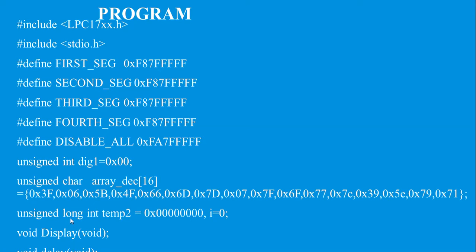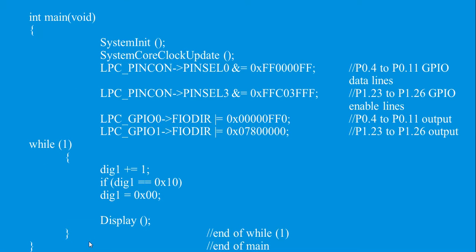Also an unsigned long integer is declared, which reserves 32 bits. Temp2 is an unsigned long integer that is initialized with 0. Similarly, another variable i is declared with initialization of 0. And there are two functions, a display function and a delay function. They are void functions, they don't return anything to the main program. Now the main program begins, where we are calling two system functions: SystemInit and SystemCoreClockUpdate. They are two standard CMSIS functions used to update the clock value.